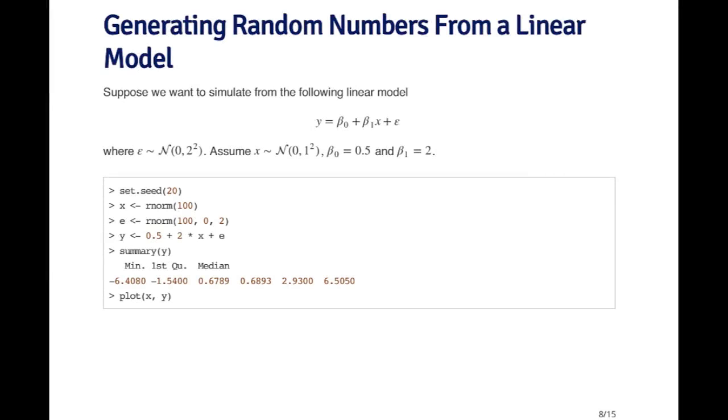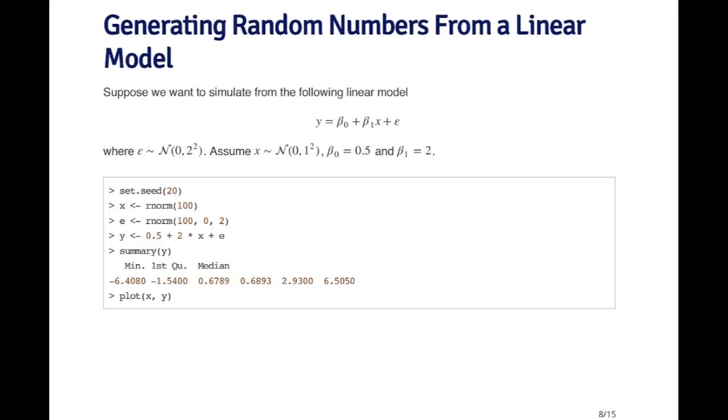Now we've talked about how to simulate random numbers from simple probability distributions, but the question now is, what if you want to simulate data from a model? So, for example, a linear model. I've got a very simple linear model here. It has a single predictor x, and random noise, which I call epsilon, that has a normal distribution with standard deviation 2.